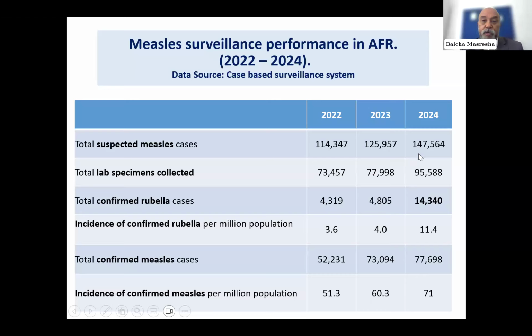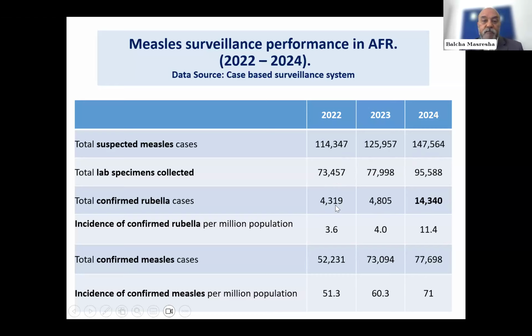And on average, we test somewhere around 120, 140,000 specimens, suspected cases, through the surveillance system, and about 80 to 90,000 specimens are tested a year. For the last 3 years, you have the results here.